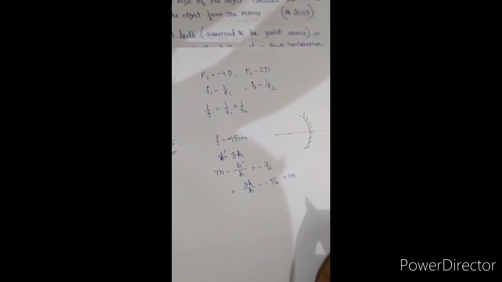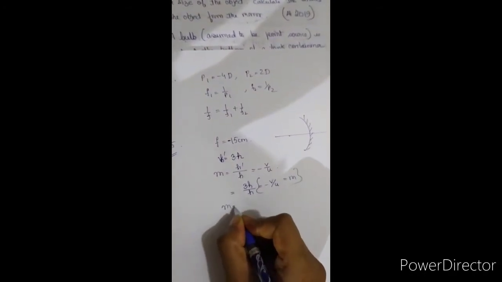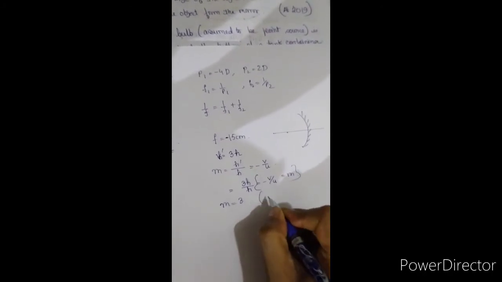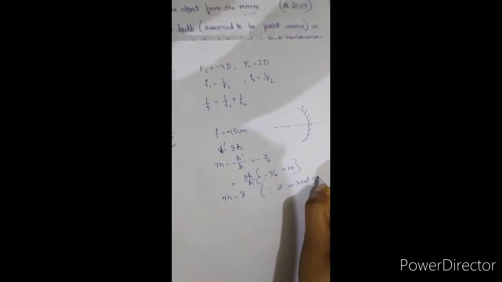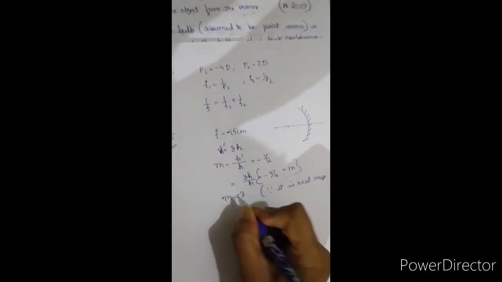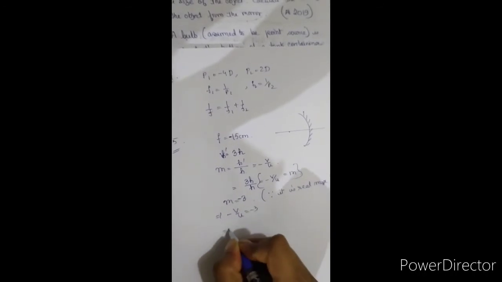Done? Yes or no? If you don't write this part directly, you can write m equals to 3 here. But since it is a real image, I can write from here m equals to minus 3. So you write from here minus v by u equals to minus 3. So v will be equals to twice of u. It is okay, easily. The same thing I have written.